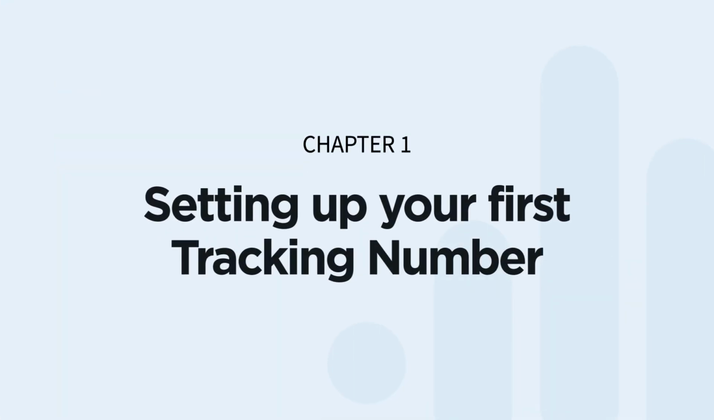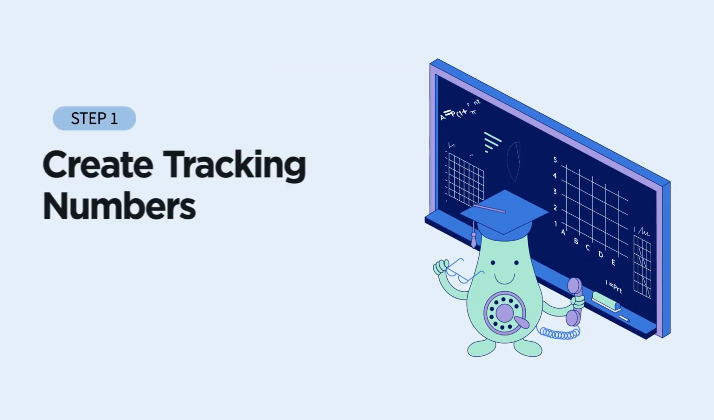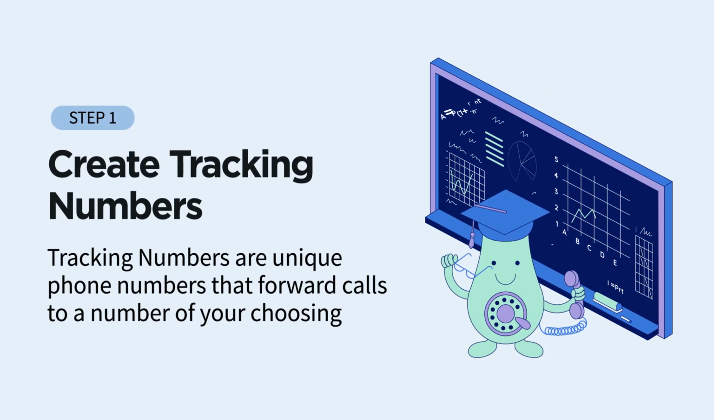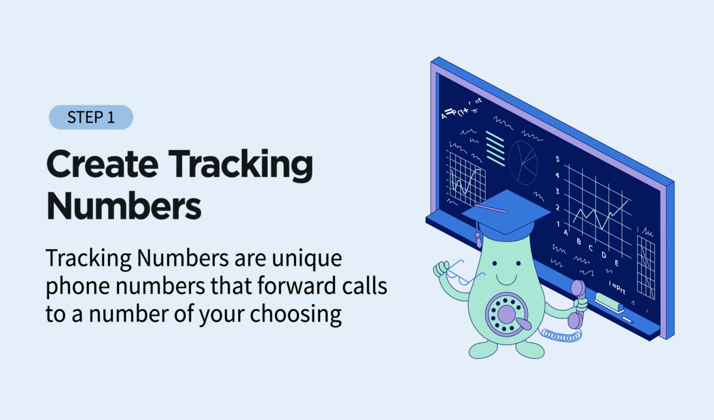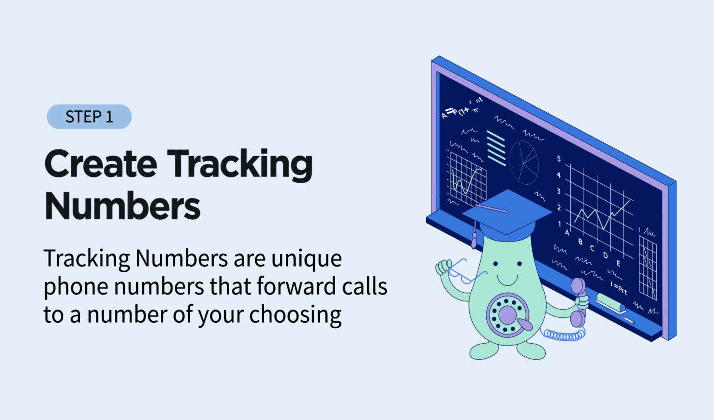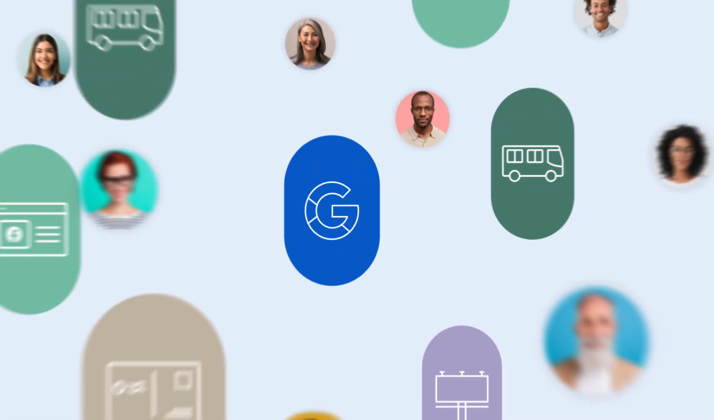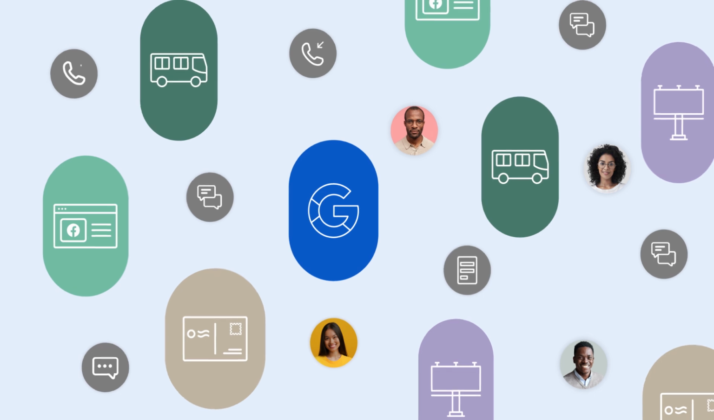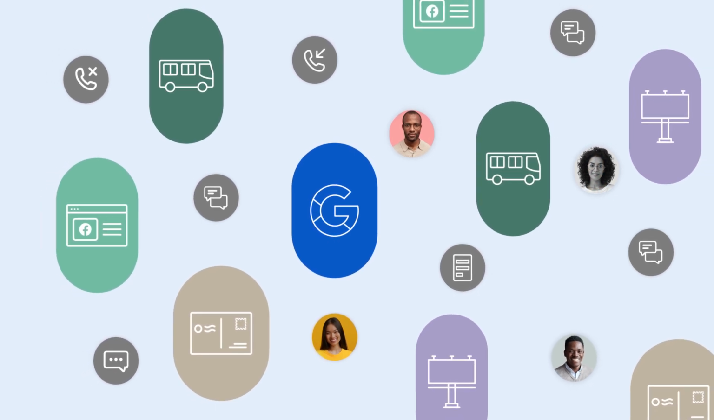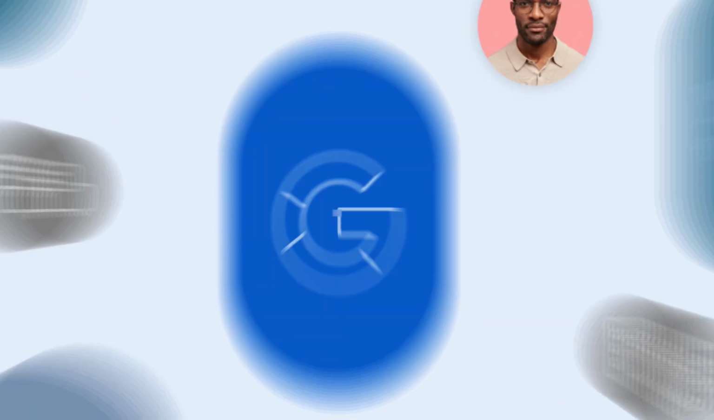Your first step is to create tracking numbers, unique phone numbers that forward calls to a number of your choosing, typically a main business line or cell phone. New customers of your business see the tracking number on advertisements and dial the number. We then forward the call and you answer your phone like you usually do.